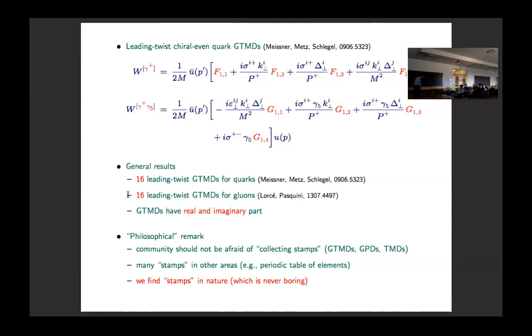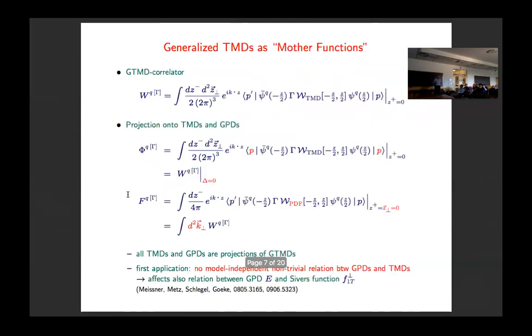Like, at the same level, I mean, this discussion is at the same level as we talk about GTMDs and TMDs. I will actually briefly come back to this on the next slide. So let me now, we have seen that the Wigner functions are mother functions. We can also say the GTMDs, which are Fourier transforms, are mother functions. So I want to discuss that route here.